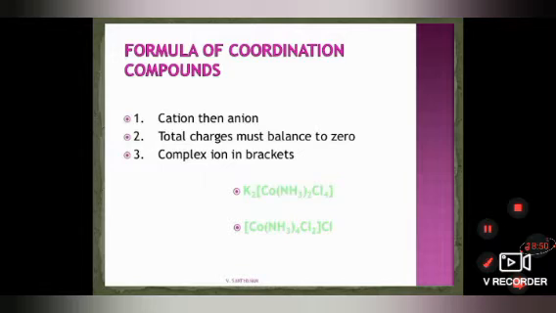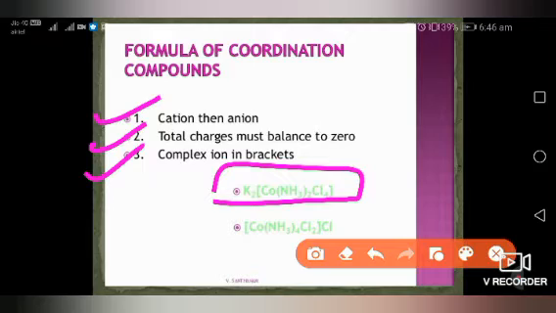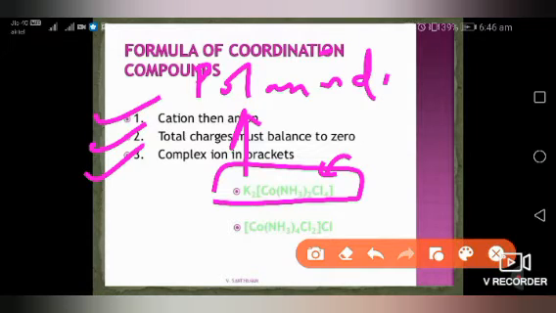Now if I talk about the formula, first the cation we will write, then the anion. The total charge must balance to 0. The complex ion will be written in brackets. Suppose this is an example. Now what is the metal ion? This is potassium, so I will write potassium first. Then inside the bracket there are 2 amine and 4 chloride, so I will write diamine.